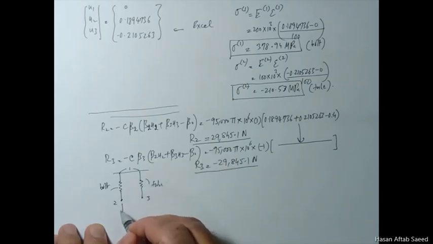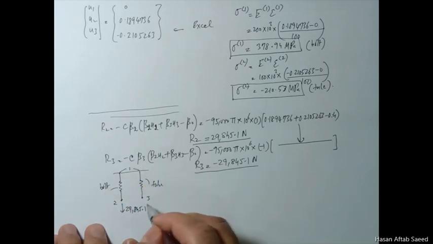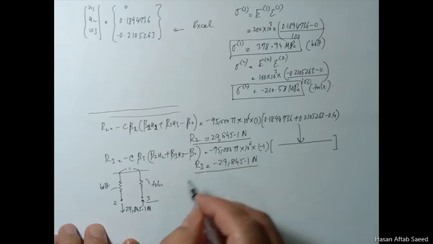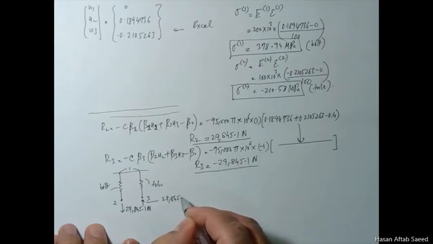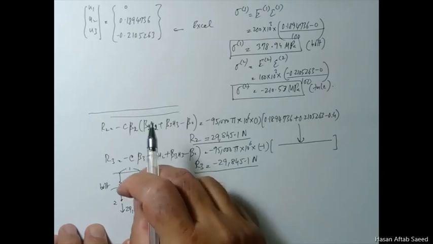On the bolt there is a force of 29,845.1 Newton, a reaction force, as a result of the displacement given by the nut. And on the tube there is an equal force of 29,845.1 Newton in compression.